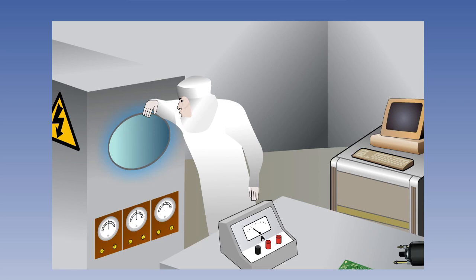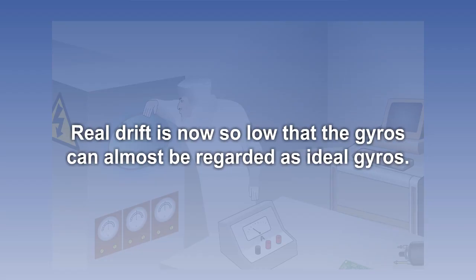These techniques are expensive, requiring special metals, jeweled bearings, liquid sealing, clean rooms with airlocks, and other high-technology methods. However, when the money is spent, real drift rates of around 1/100th of a degree per hour were typical for 1970s tuned rotor gyros. It can therefore be said that, with INS technology, real wander is so low that the gyros can almost be regarded as ideal gyros.